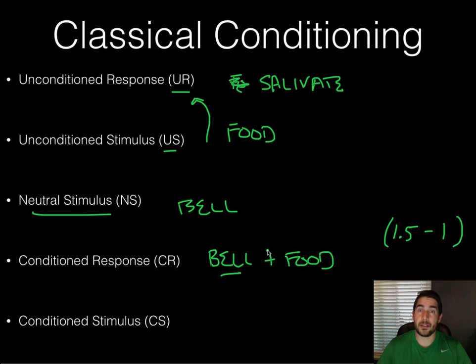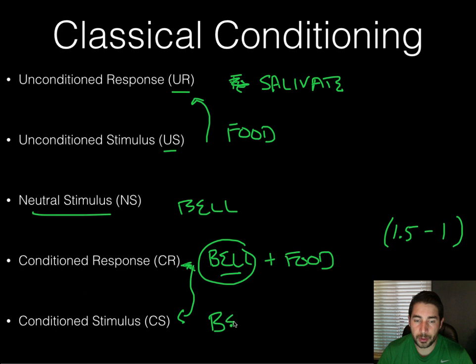So if I pair the bell and give the food, so I show the bell, and the food, go ding, and show them, eventually that dog is going to start to associate this bell with the food, because every time that he sees the food, he hears the bell. So he's going to associate those two things. And this bell then is going to become the conditioned stimulus. So the bell will now become the conditioned stimulus, and the conditioned response will be salivating.